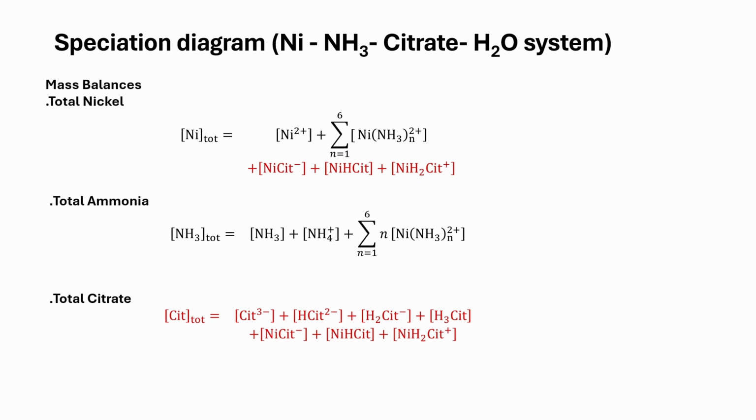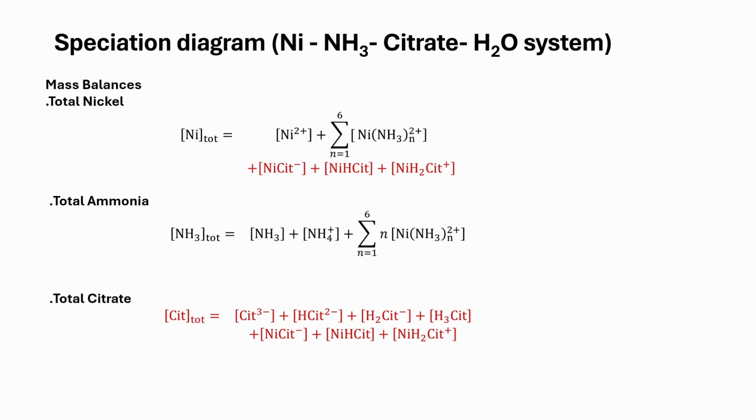The first is a nickel balance. The total dissolved nickel must equal the sum of free nickel ions, all nickel-amine complexes and all nickel citrate complexes. The second is the ammonia mass balance. The total ammonia added to the system must equal the sum of free ammonia, ammonium ion and all the ammonia ligands bound up in the nickel-amine complexes, since each complex consumes a different number of ammonia molecules.